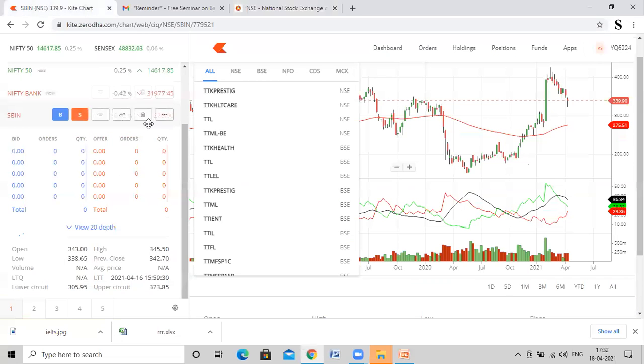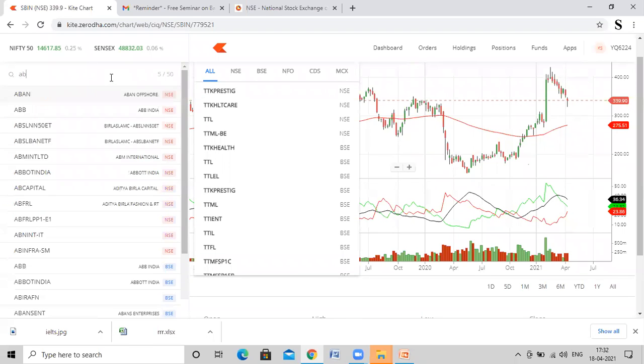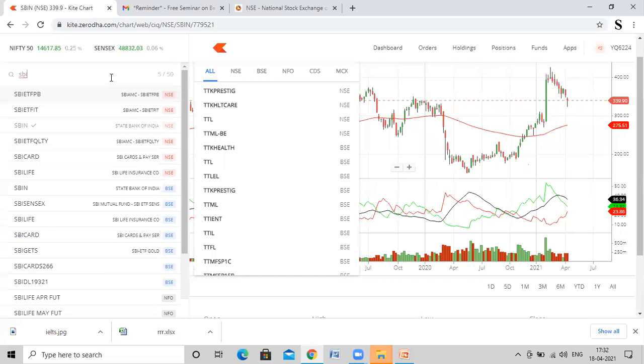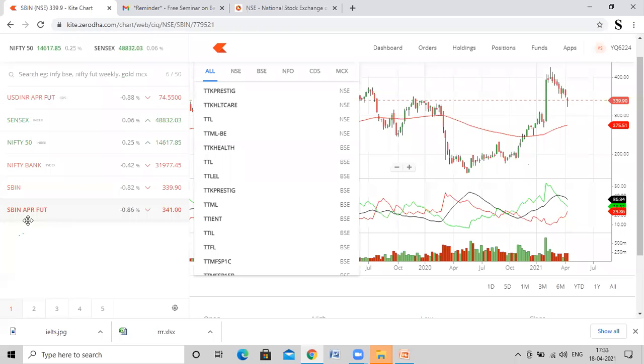Now here you can see SBI. SBI is currently trading at 339. But what if I have an approach about SBI? I think that SBI in future is going to go in this direction. For example, I think that SBI is going to go negative. So what I can do, I can come to SBI April future. These are futures. These are derivatives.